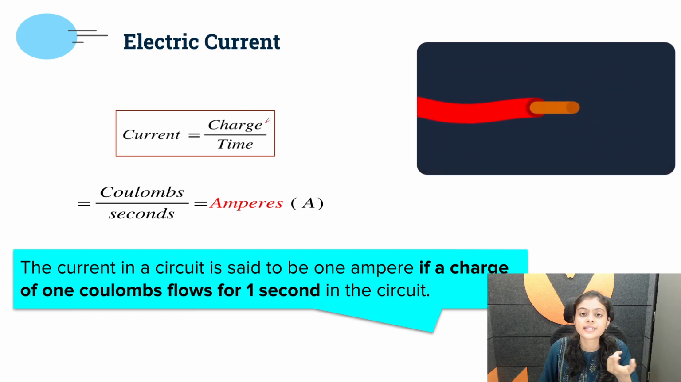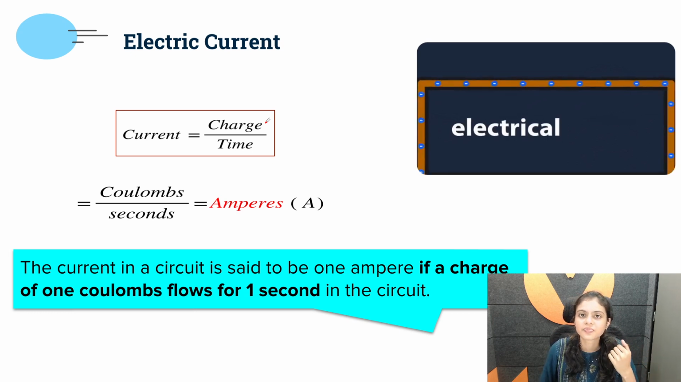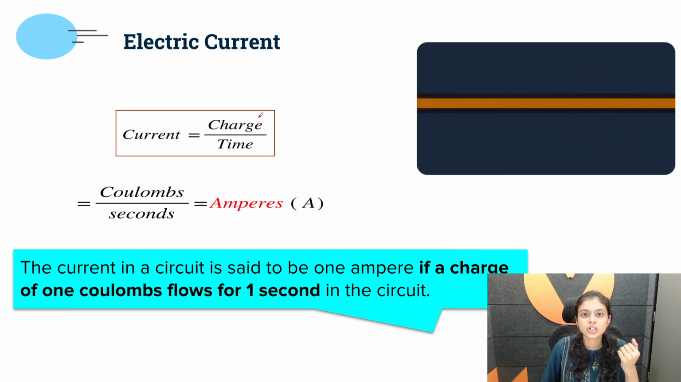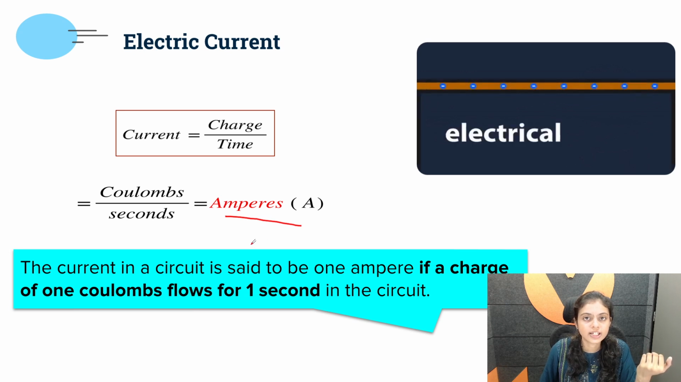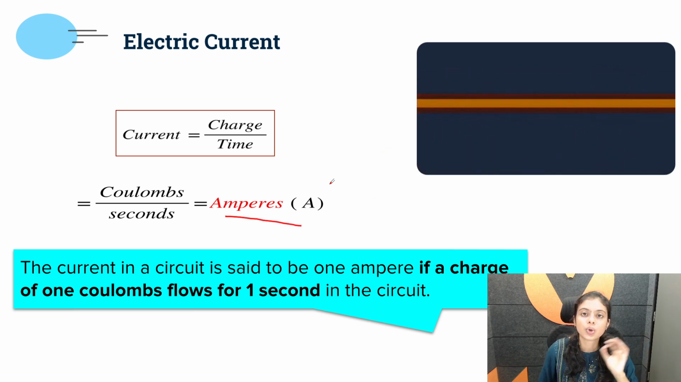Okay, what is the SI unit of charge? What is the SI unit of charge? It's coulomb. And what is the SI unit of time? It's second. So coulomb per second is the SI unit of current, right? We define it as ampere. We call it ampere because it was discovered by him. So ampere is the SI unit of electric current.